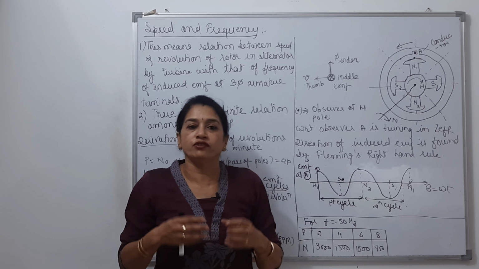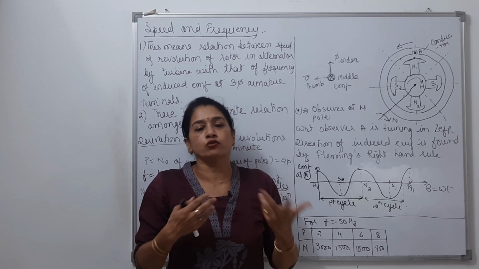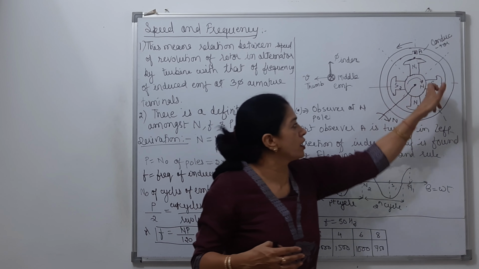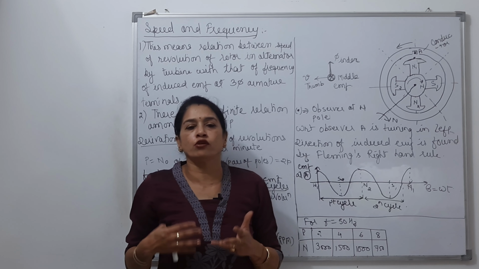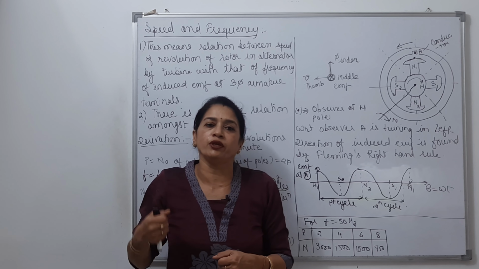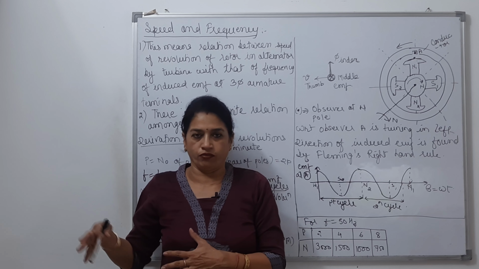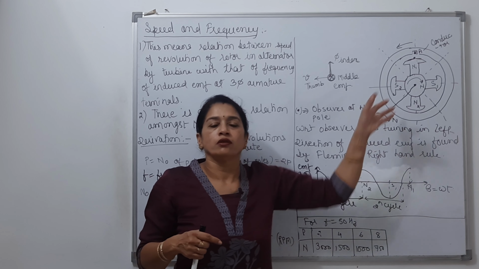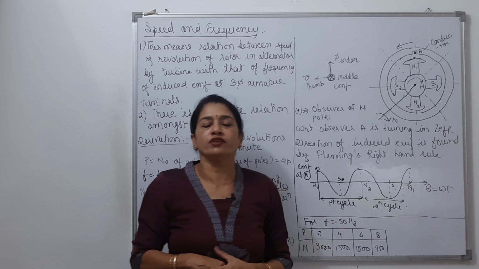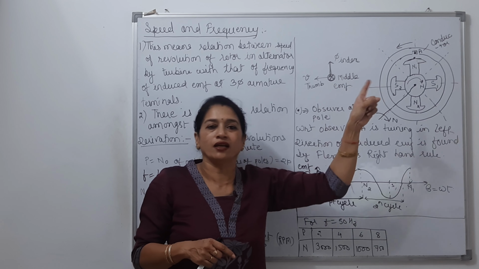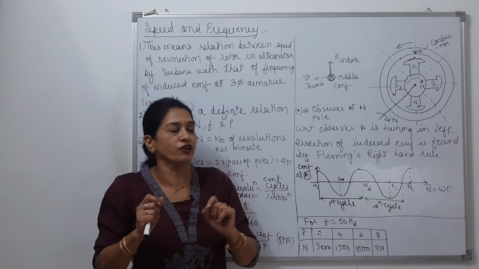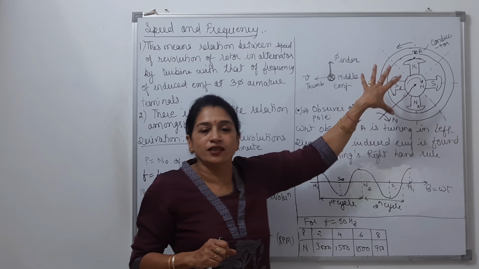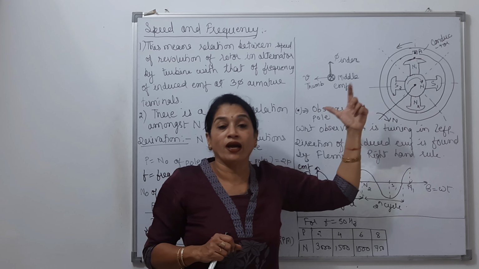impacting the conductors. If the strength of the magnetic field is weak, the EMF induced would be of lesser amount. If the strength of the poles is strong, the magnitude of EMF induced in these conductors will be larger. But the number of cycles produced with a single revolution of these poles is what I want to check over here. That frequency I want to know.